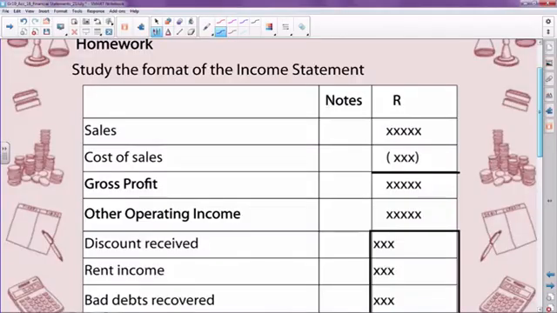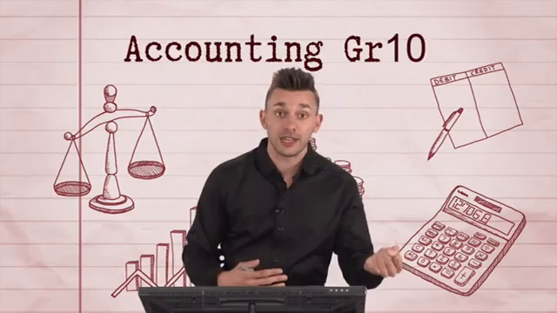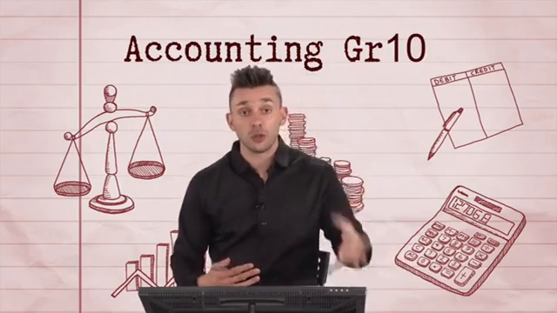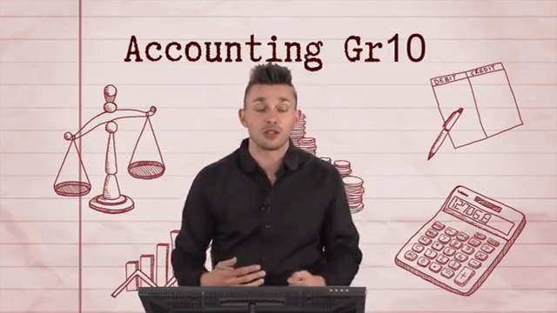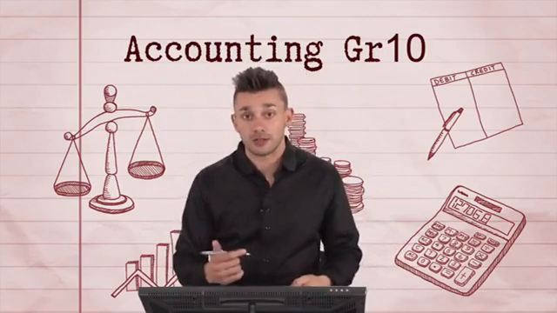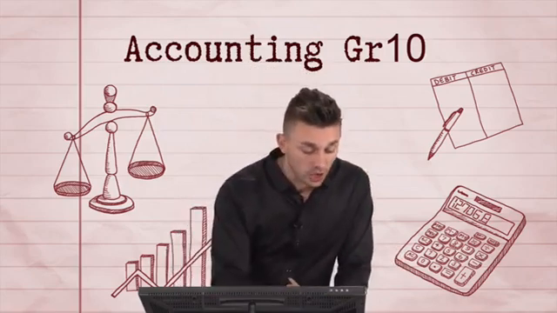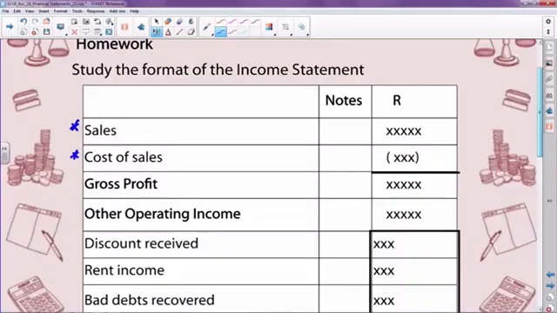So we can study this format of the income statement, and I will highlight the line entries that will stay the same. For example, sales will always be at the top. Now again, how do we get the sales? We say net sales. How do we get the net sales? I say all your sales minus your debtors allowances, and that will give you a sales amount. Now, it will always be at the top, and you always need to minus your cost of sales from your sales to then get your gross profit.